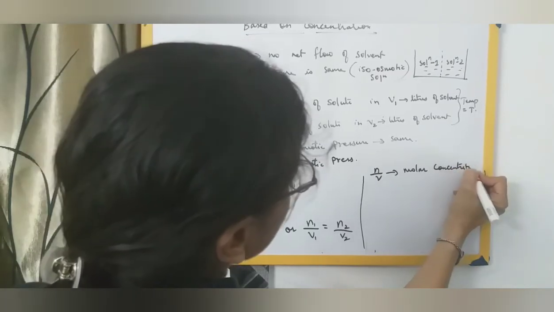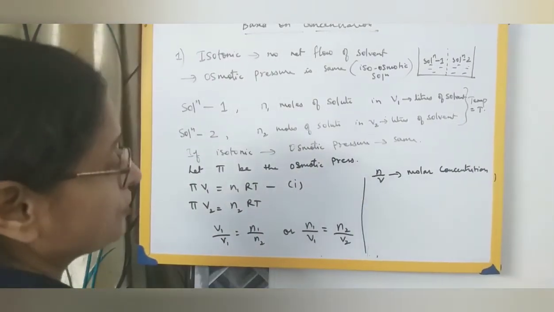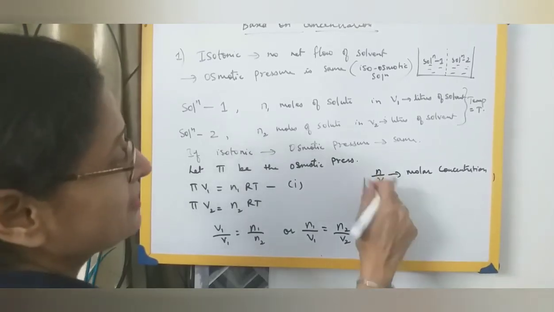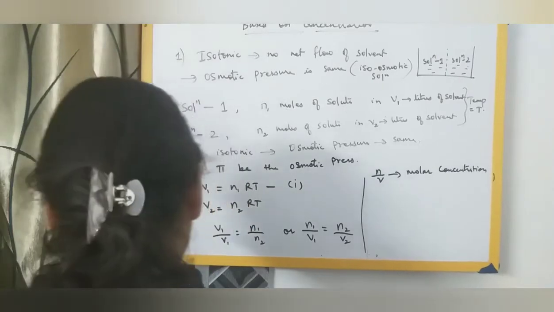Why molar concentration? N is what? Number of moles of a solute present in V liters of the solution. So obviously this is representing the molar concentration.